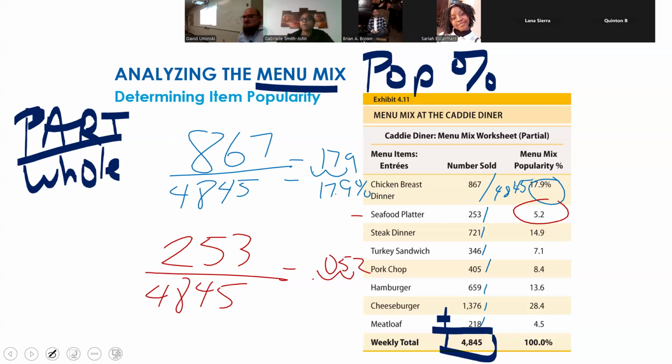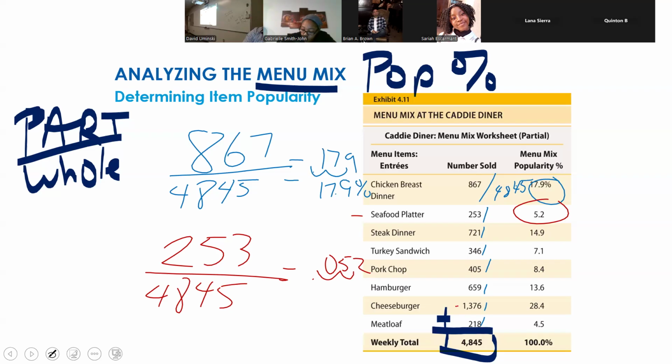Obviously, looking at this, our most popular is our cheeseburger. We sold 1,376 of them. But again, in business, we like to see things as percentages because we like to see everything per 100. That's what percent means, per 100. And so that means 28.4 per 100 items that we sold were cheeseburgers. It gives us that highest percentage. It's a lot easier for us to see that than it is to see numbers.